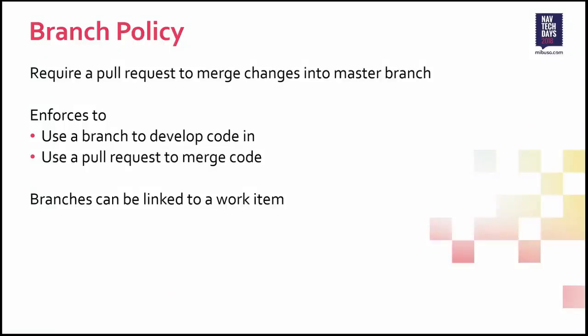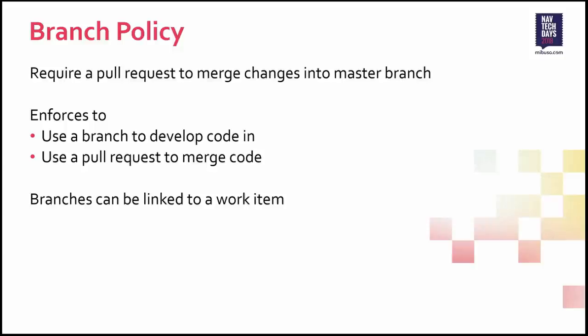What I need to have is a branch policy. On the master branch, I need to set a policy that requires a pull request to merge changes into the master branch. That blocks me from making changes directly to the master branch. That forces me to use a feature branch to develop my code in and use that pull request.